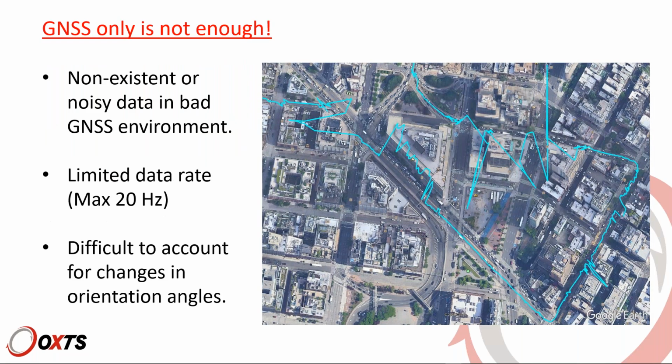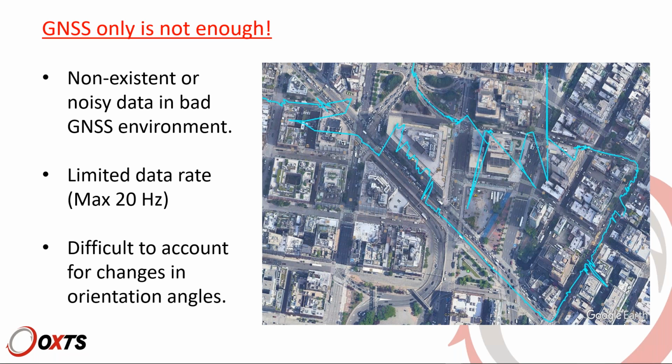GNSS only. Very shortly, just to mention that basically it's not good enough. In a challenging GNSS environment, such as a city, you can have non-existent or very noisy data from the GNSS. You have a limited data rate, typically maximum 20 Hertz, and increasing the rate on GNSS usually only gives you increasing noise, so not beneficial.